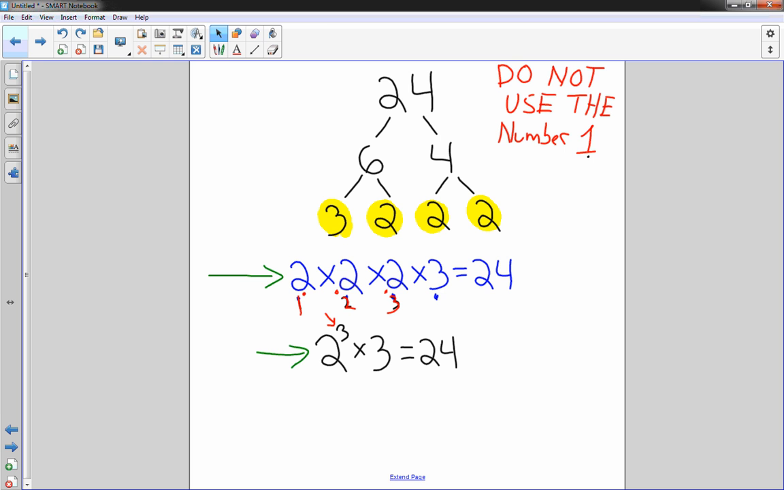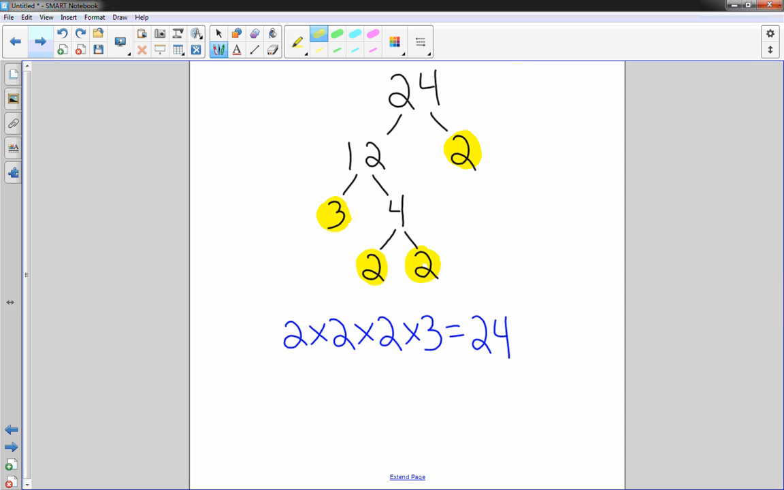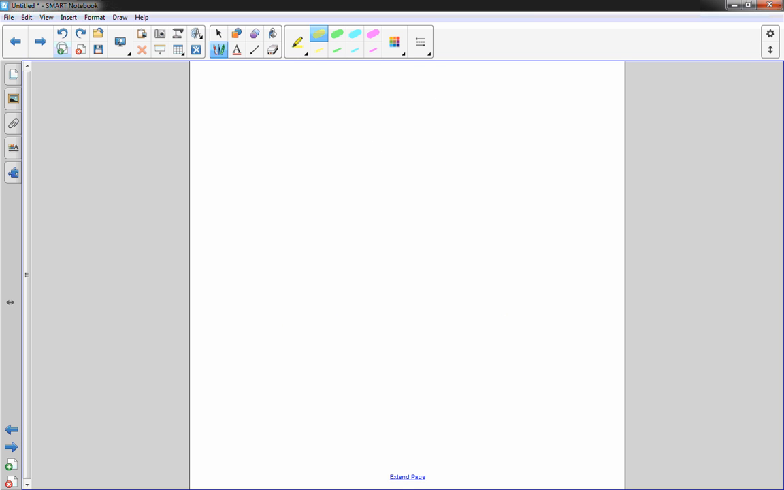I got 2 right here. 2 times 2 times 2 is 3. So no matter what way you build your factor tree of a particular number, you're going to arrive at the same answer if you do it right, which is great because there's lots of different ways to build factor trees for different numbers. I am going to do one more factor tree.